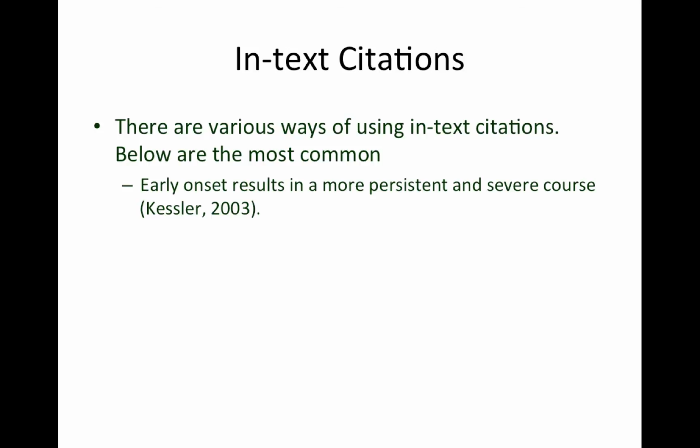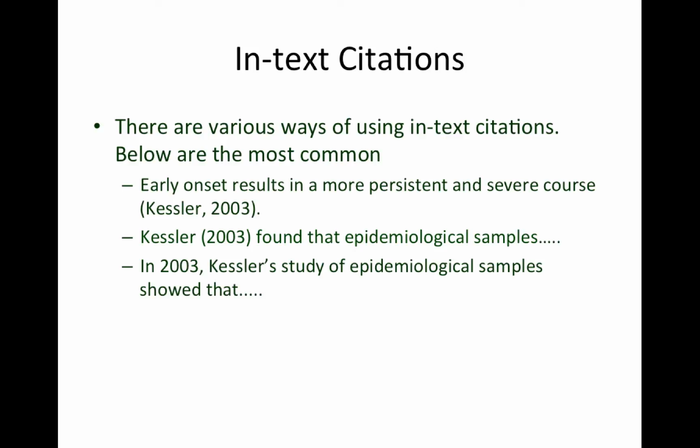The first is what we looked at on the last slide. The statement is made and followed by the author's last name, comma, and year in parentheses. The second is when you reference the author in the sentence itself. You always reference the author by last name only. That is then followed by the year in parentheses. The third is when you combine both the author's last name and the year within the sentence itself.